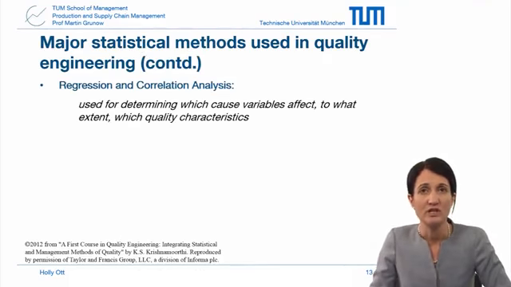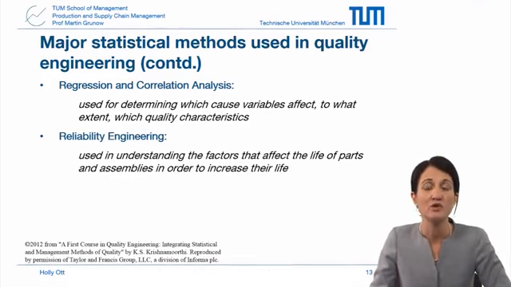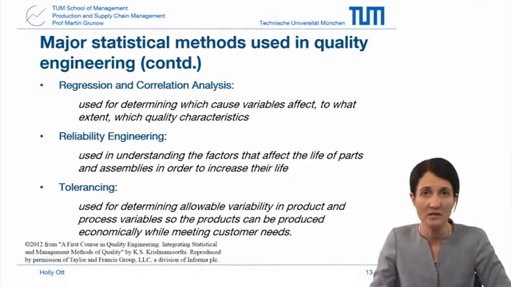We use regression and correlation analysis to determine which variables cause an effect and to what extent the quality characteristics are then affected. Reliability engineering is used in understanding the factors that affect the life of parts and assemblies in order to increase their life. And finally, tolerancing is used for determining the allowable variability in product or process variables so that the products can be produced economically while meeting customer needs.